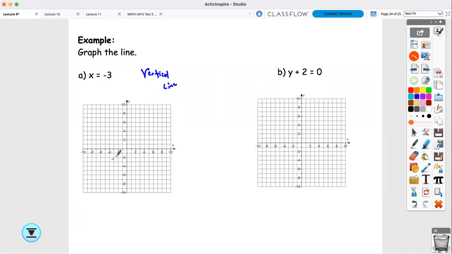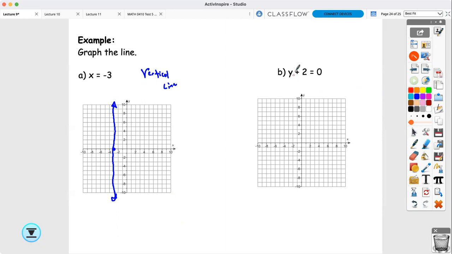So then we go to x equals -3. You go from 0, -1, -2, -3. Put the x-intercept first. Get your ruler and draw your vertical line. And we're done with A.